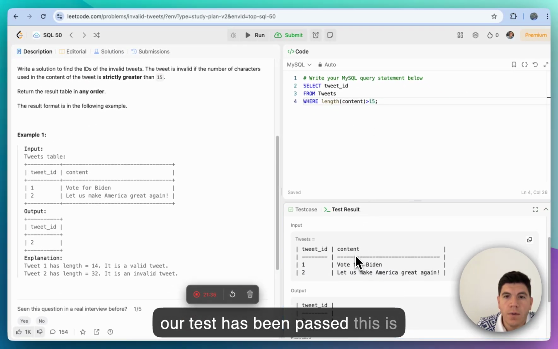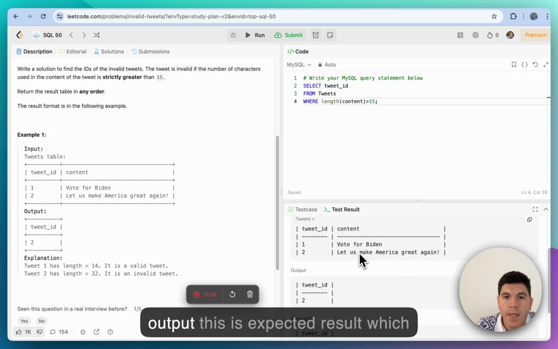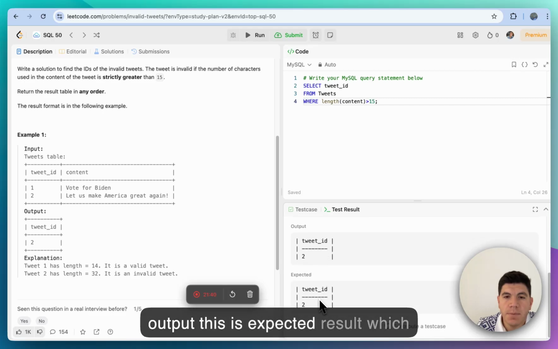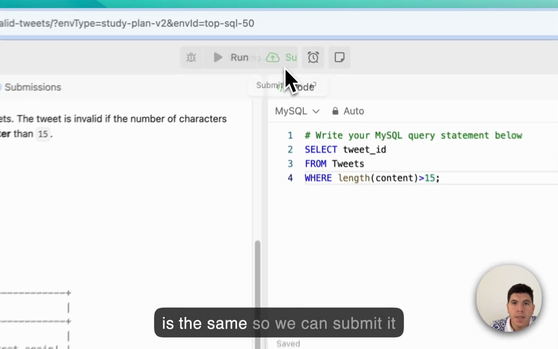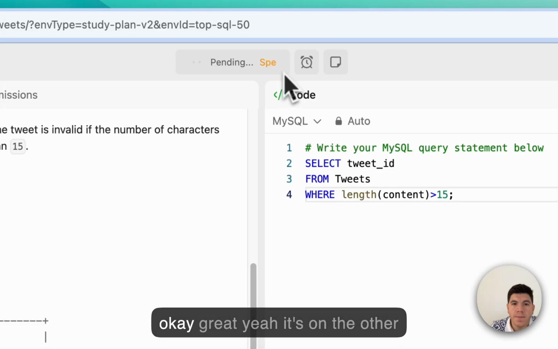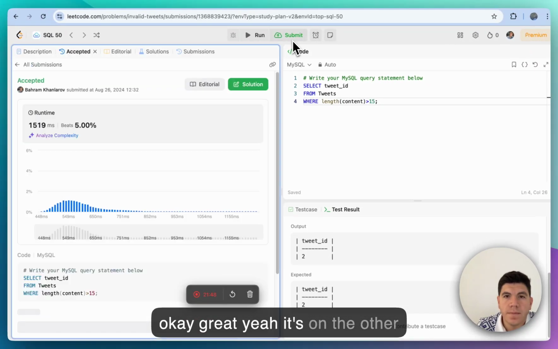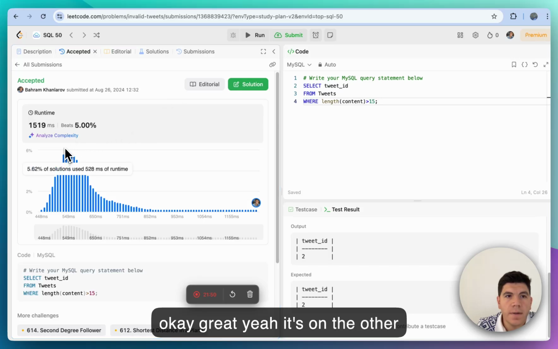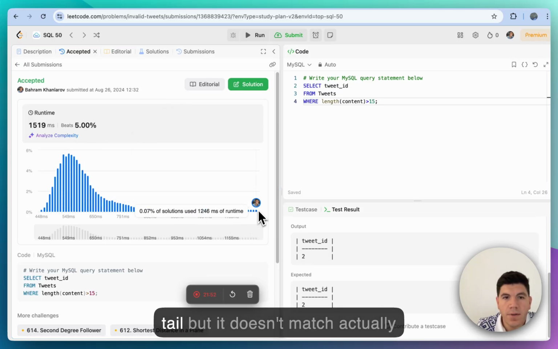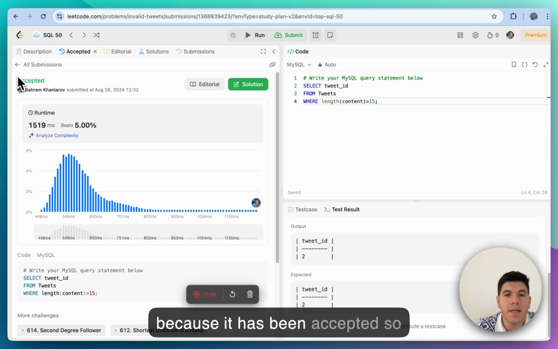Okay, so our test has been passed. This is the output, this is the expected result, which is the same. Then we can submit it. Okay, great. Yeah, it shows unknown detail, but it doesn't matter actually because it has been accepted.